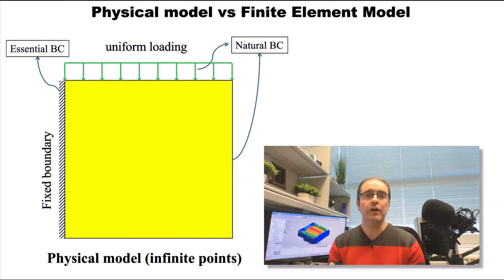Consider that you have a physical model where you have uniform loading on it, and also the left side of it is fixed. So these are all called boundary conditions. There are two different types of boundary conditions.